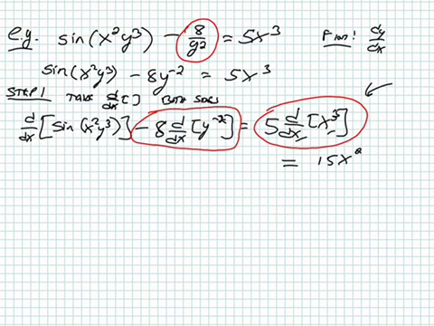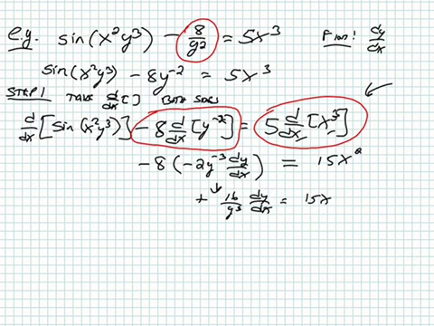Going over to the left, the derivative of y to the minus 2, so I've got minus 8 times the derivative of y to the minus 2. So that's going to be minus 2 y to the minus 3 times the chain, which is dy dx. And I'm actually going to write that as there's two minuses, so it's going to be plus 16 over y cubed dy dx is equal to 15x squared.